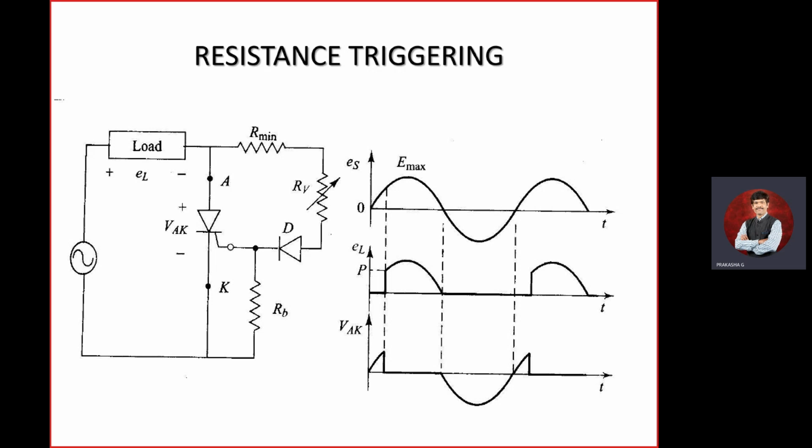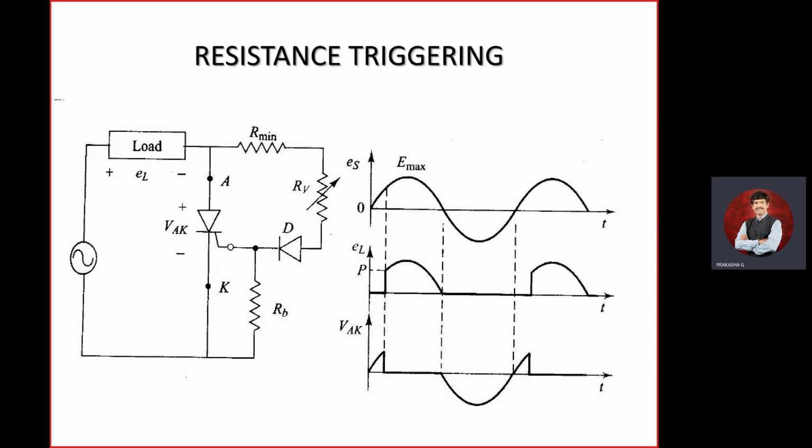But it should generate the required current. What is the required current? The current to trigger this one. So it takes some time to generate that current over there. That is the time which is lagging here. So this is the lagging time.